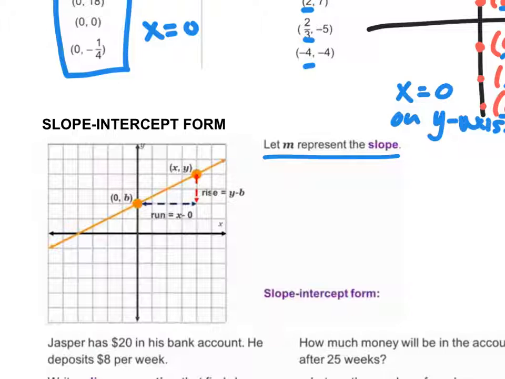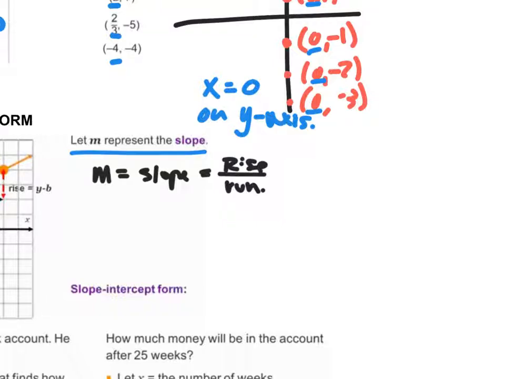And what we do, by looking at these graphs, we can identify that slope. And so remember that m, slope, is equal to rise over run. And we can calculate that slope because the slope can be positive, the slope can be negative, the slope can have a 0 slope, or it can be undefined. So we have those options.